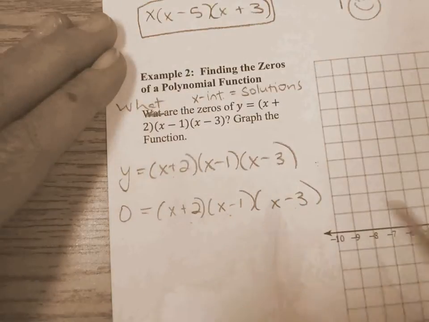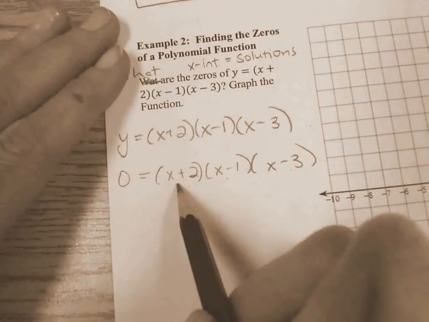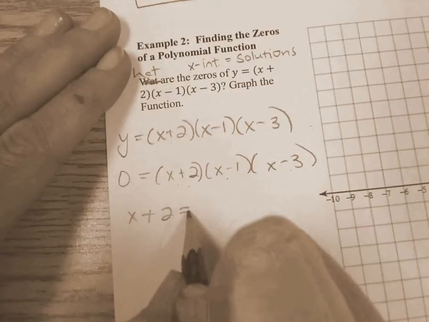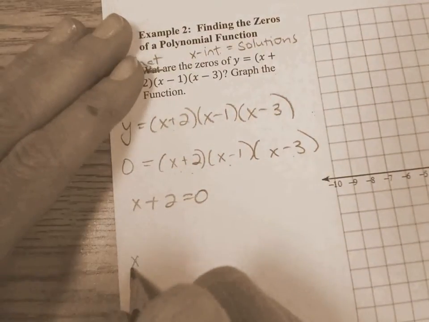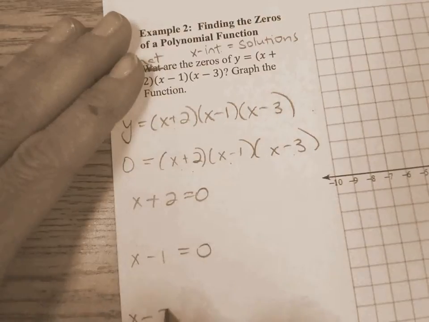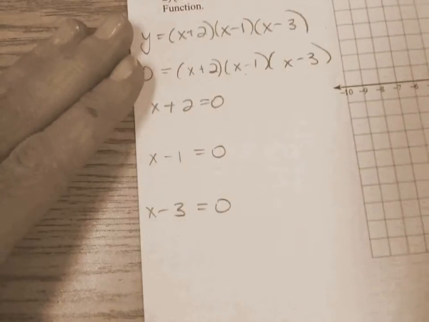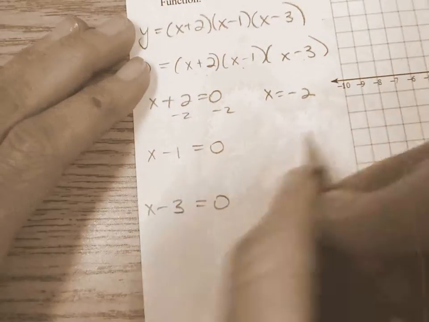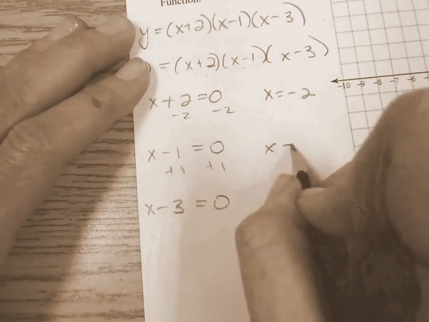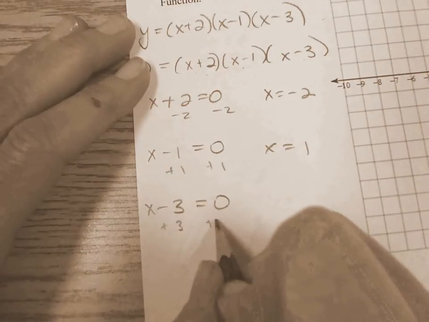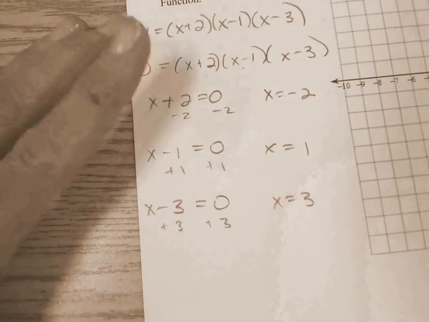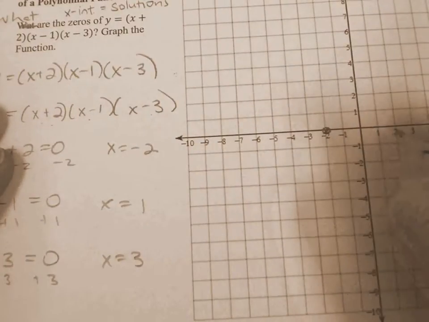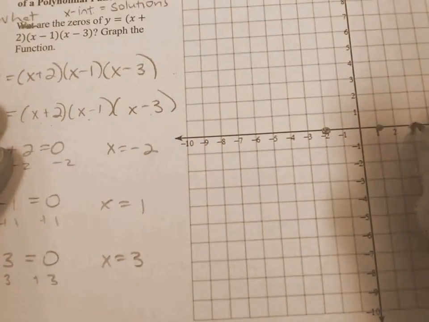And then set each one of these factors equal to 0, recalling that anything times 0 is 0. So x plus 2 equals 0, x minus 1 equals 0, and x minus 3 equals 0. Subtracting 2 from both sides, we get x equals negative 2. Adding 1, we get x equals 1. And adding 3, we get x equals 3. So now we have our three x-intercepts, negative 2, 1, and 3.